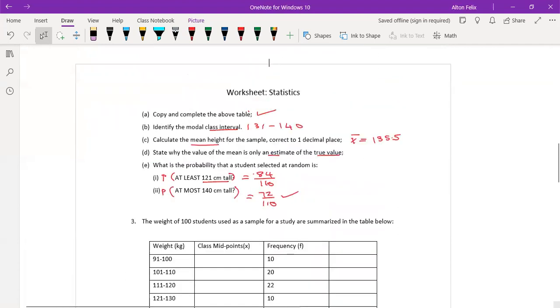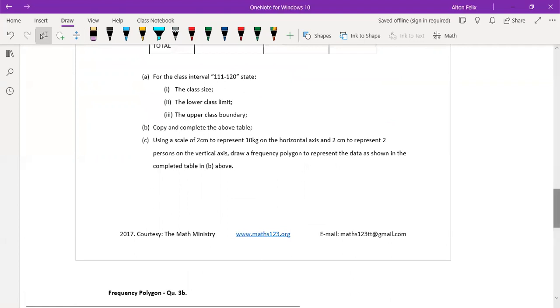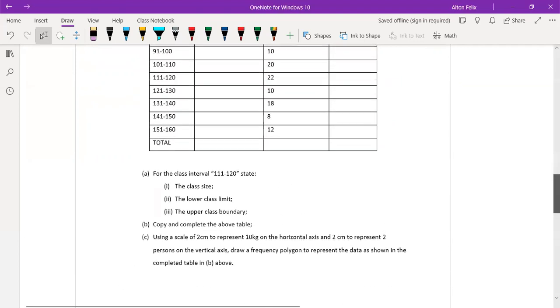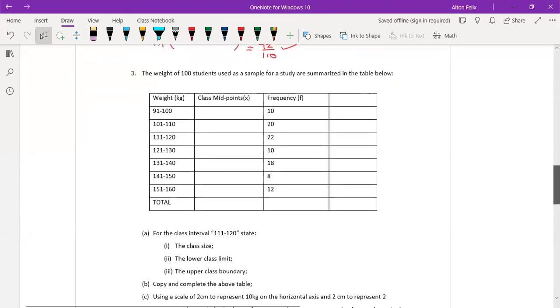So again, we are given a similar table to complete. And we are asked to find, what are we asked to find? A number of interesting stuff, class size, and so on. All right, so let's get the hard part out of the way. Let's complete this table by finding the midpoints. Remember how to find the midpoint, you add the two limits and you divide it by 2. So let's work that out. This first one would be 95.5.